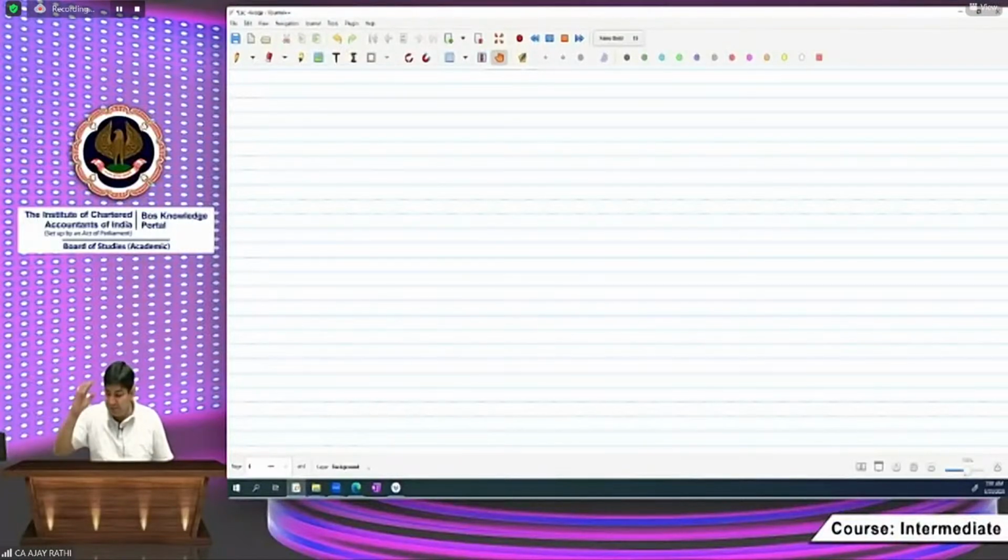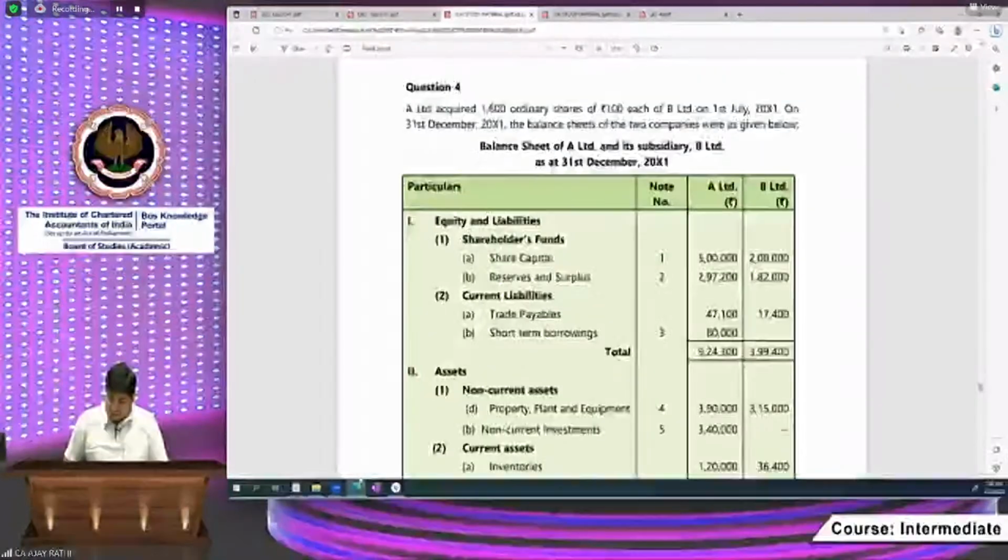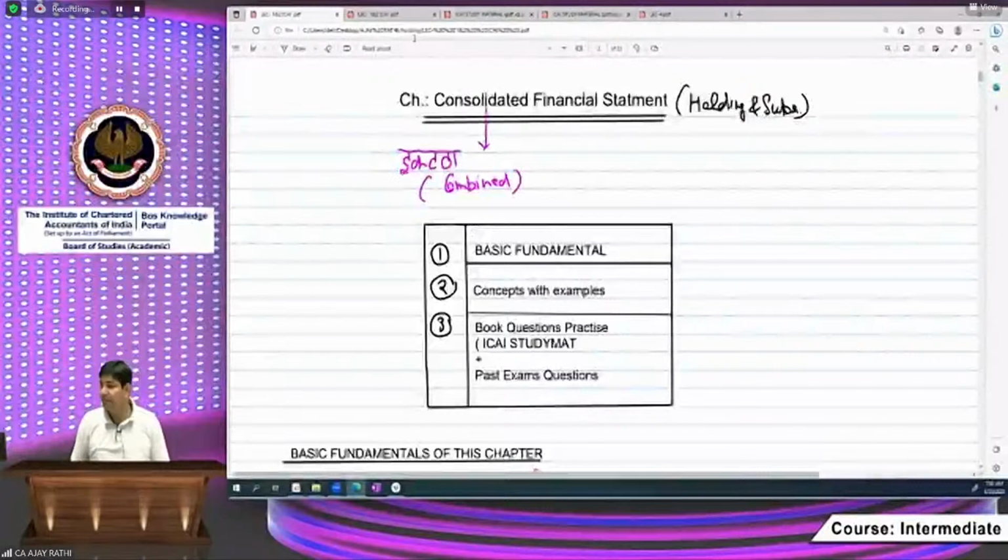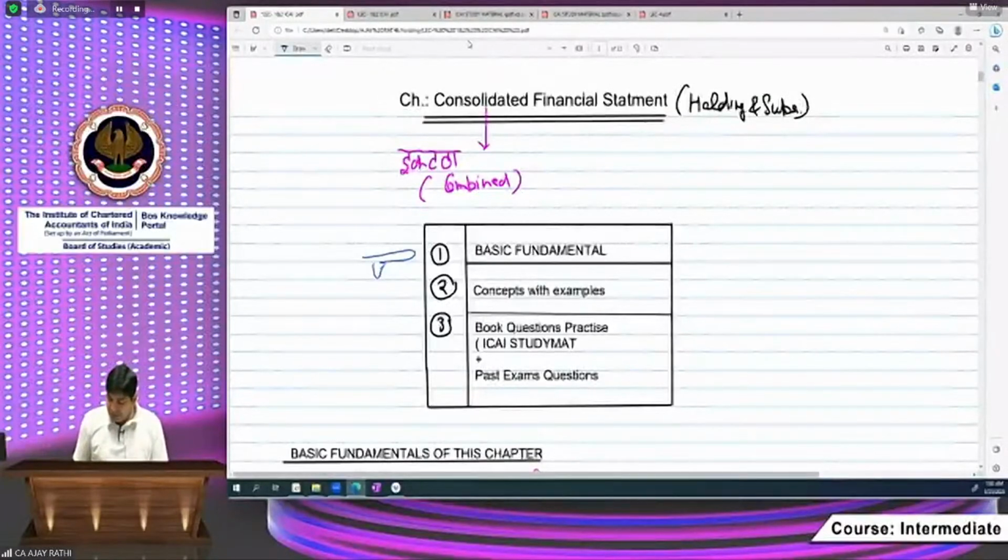Okay, let's start. Beta, up to the last class, what we have covered, what we decided is that we shall be practicing this chapter in this way. This will be the system. Yes, sir. We have followed this. First, we have covered the basic fundamentals, and after that, we are covering concepts with some examples, along with question practice also.